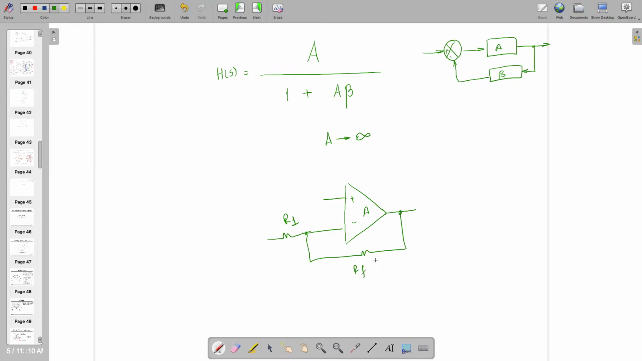like minus Rf by R1 if this is the circuit, right? And there is no involvement of this gain as long as this gain is infinite. But if it is not infinite, then the answer has to be like this. The answer should include A also, the value of A in volts per volt. That has to be there.